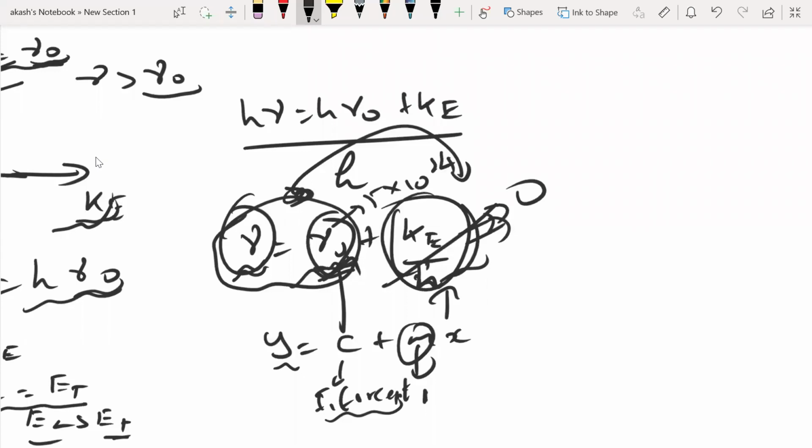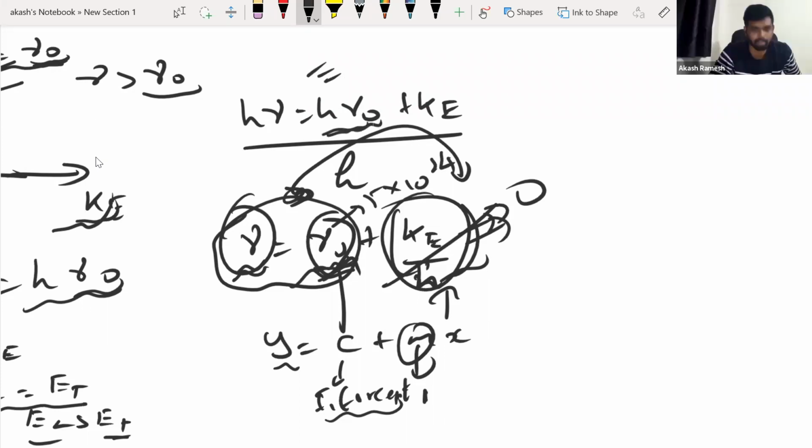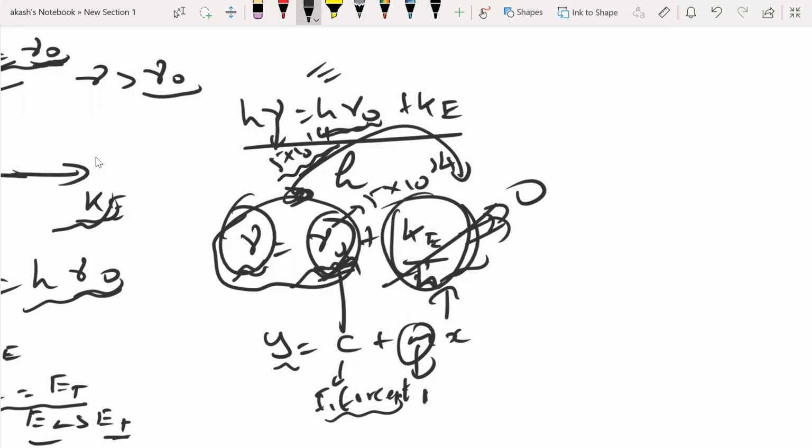Sir, and then if we equate in the previous equation, H nu equals H nu naught plus K. Okay, this one, okay. Sir, then H nu, like H into 5 into 10 to the power 14 equals H nu naught plus Ke. So H nu naught is the psi. Why are you putting this value as 5 into 10 to the power 14? I don't know why you are putting this value. This nu naught is what we got below, right?